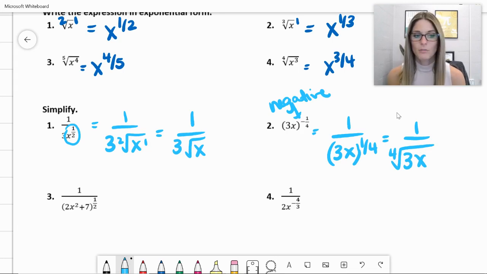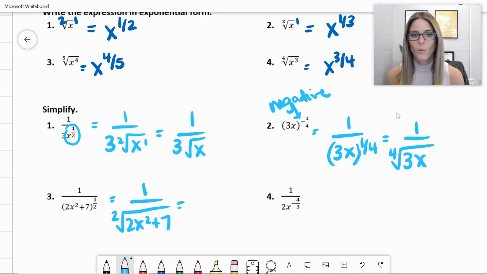Number 3, 1 over parentheses. Everything in the denominator, 2x squared plus 7, is raised to the 1/2. So the 1 is staying. Everything is in a square root, 2x squared plus 7, or you don't have to put the 2 on your square root.